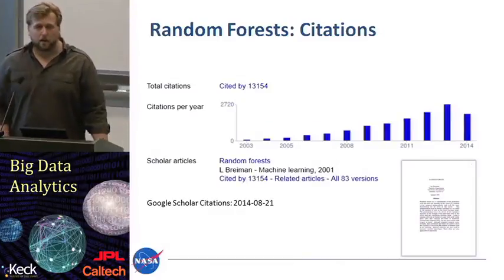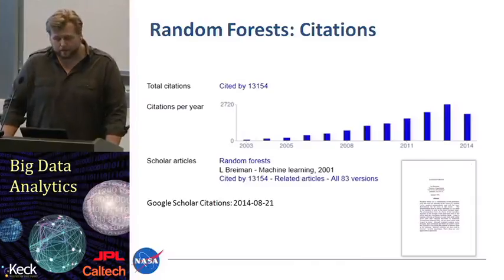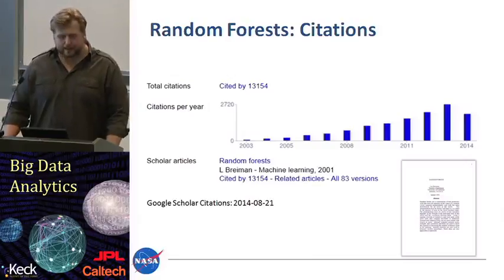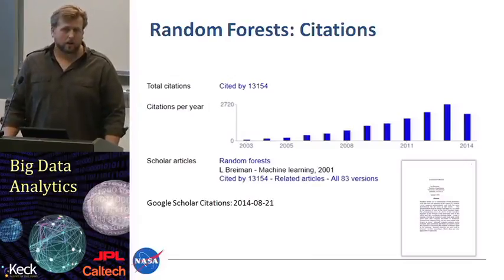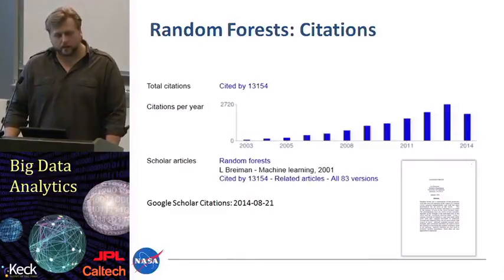The name random forest and the originating paper for random forest came from Leo Breiman in 2001. Since then, you can see an explosion of usage of random forest. Today we have 30,000 citations and they are growing every single year.